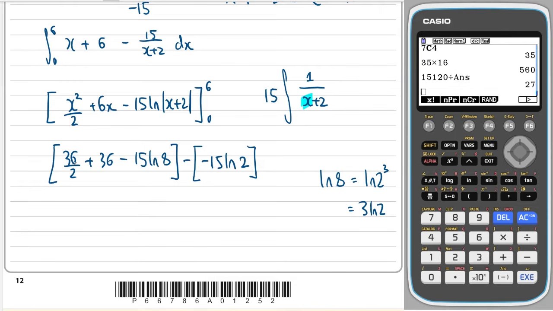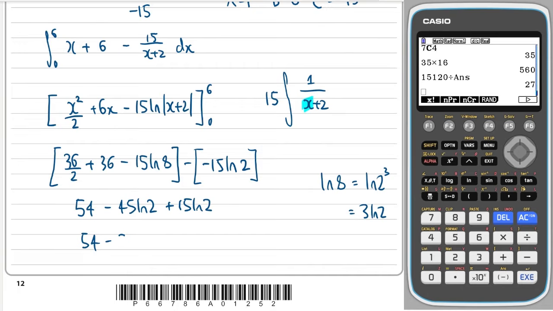So I can write this as, 18 plus 36 is 54. And we've got 15 of these 3 ln 2's, so I've actually got 45 ln 2. And a minus makes a plus, so plus 15 ln 2. So in total I've got 54 minus 30 ln 2. And we're done.